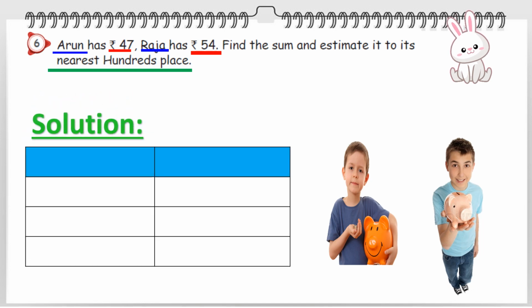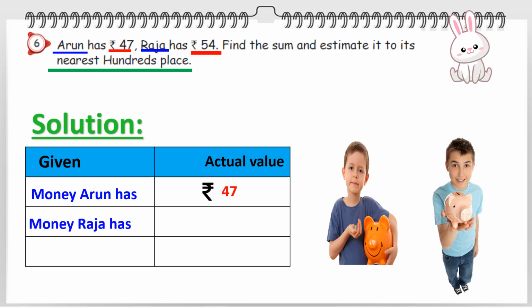So draw the tabular column. After finding the sum only we are going to estimate. So just the two columns are enough: given and then actual value. Money Arun has rupees 47 and then money Raja has rupees 54. Then find the sum, that is we need to add. So 47 plus 54, 7 plus 4 is 11 and 5 plus 5 is 10, 101, right? Yes. So if we add these two we will get rupees 101.